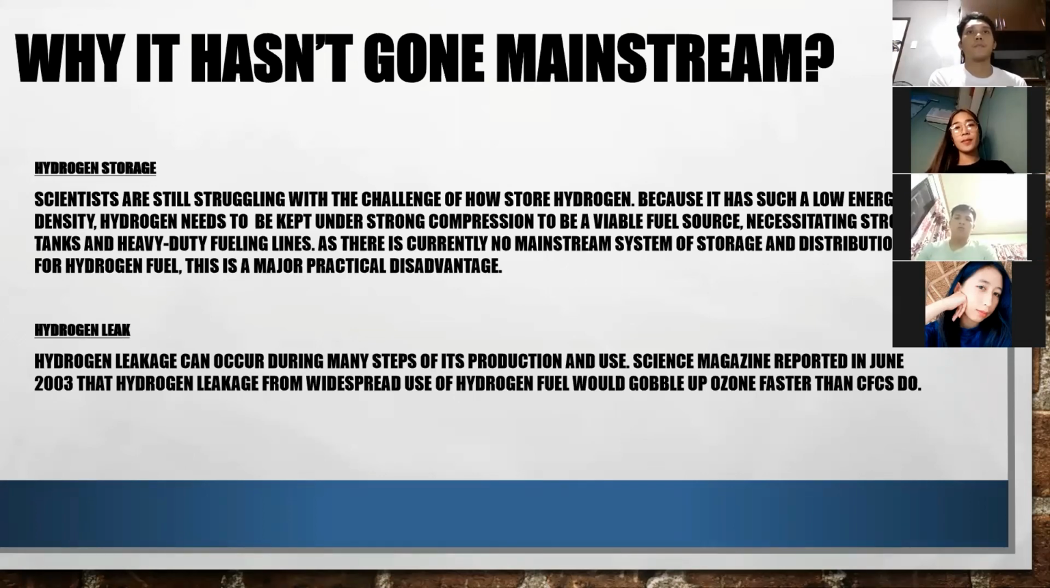Okay, so isa rin ito sa reason kung bakit hindi pa siya ino-introduce, kasi nga costly and then yung storage niya mahirap i-store. Hindi siya ganoon kadali to build ng storage niya, as well as yung pagkakaroon ng leakage. Puwedeng-puwedeng mangyari yon, which is makakaapekto yung leakage na yon sa ozone natin.